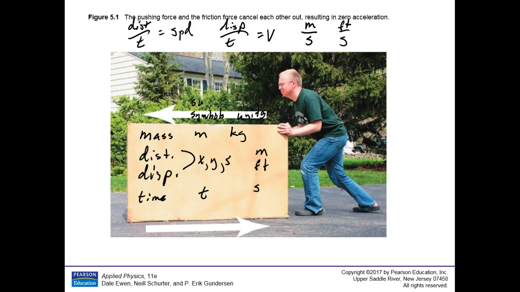And then finally we get to acceleration. Acceleration is velocity divided by time, the time rate of change of your speed. So this will be in meters per second, which sometimes we call meters per second squared, or feet per second squared. Or you have others.